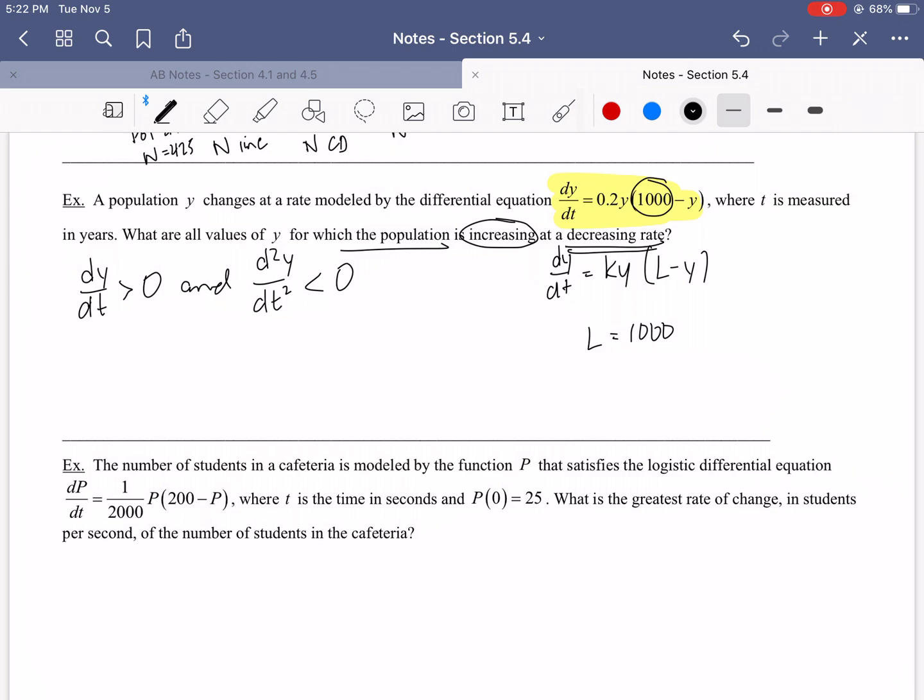Okay, so when is dy dt going to be greater than 0 and the second derivative of y going to be less than 0? That is going to happen after the point of inflection. And so when is the point of inflection going to occur? That's going to occur at half of the carrying capacity, which will be half of 1,000, which of course will be 500. And so this is going to occur whenever y is greater than 500.